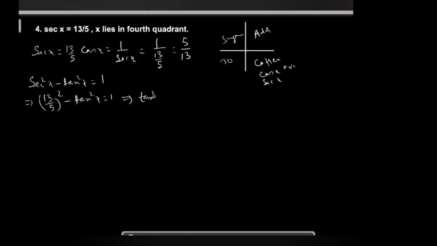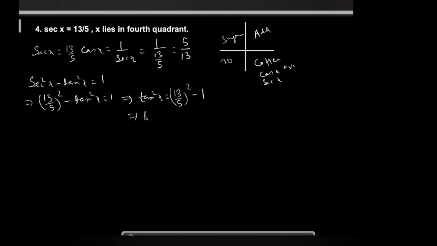So I'll have to go that way, sec square theta minus tan square theta equals 1. So then tan square theta will go that side, sec square theta will come this side. I have sent tan square x on the other side. So it will be 13 by 5 whole square minus 1.